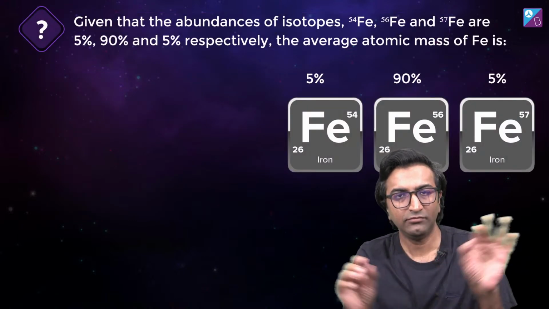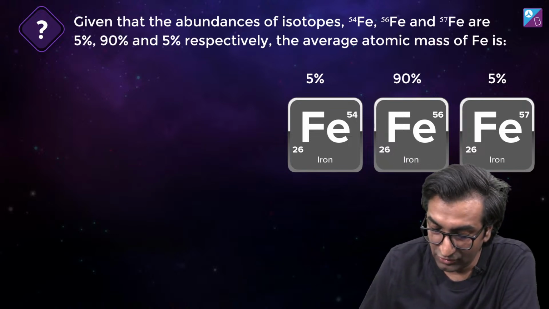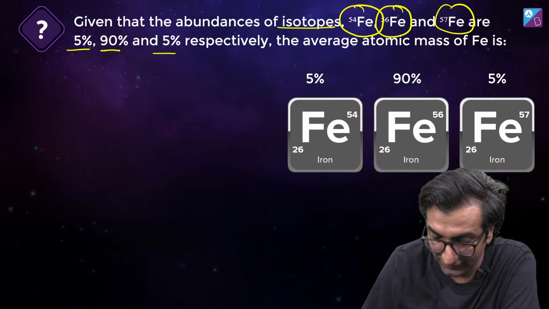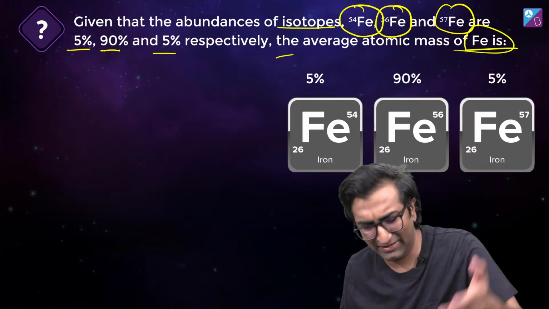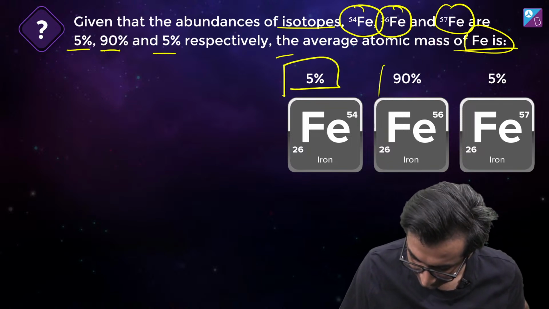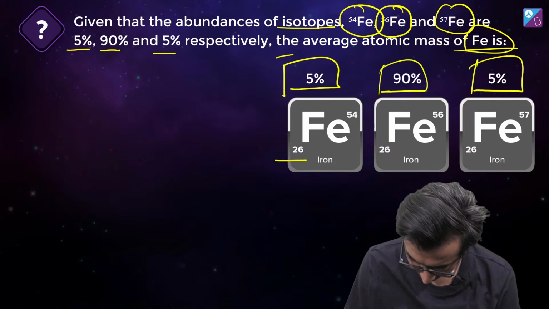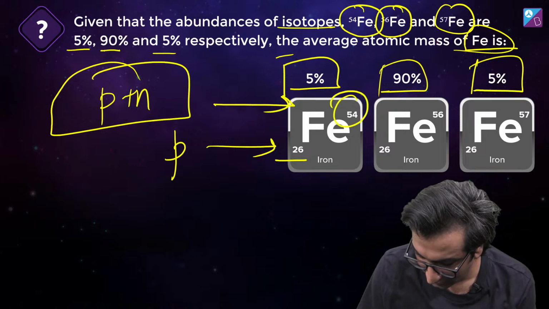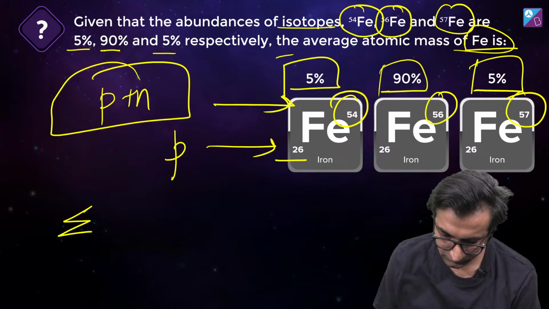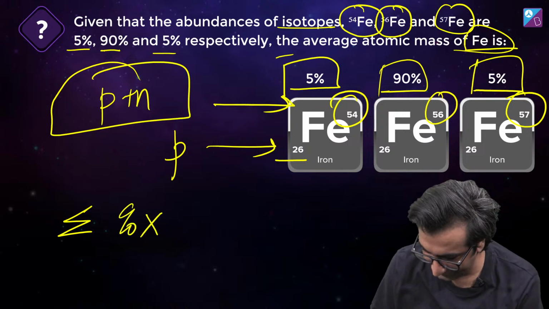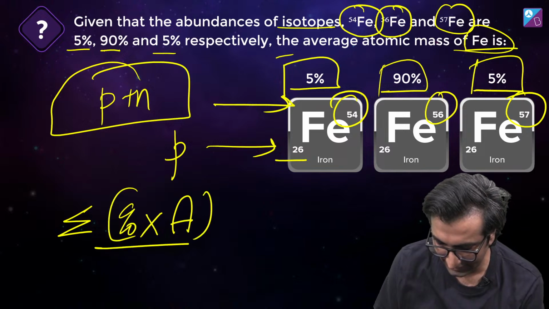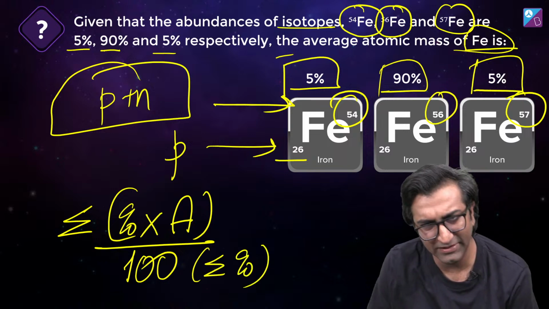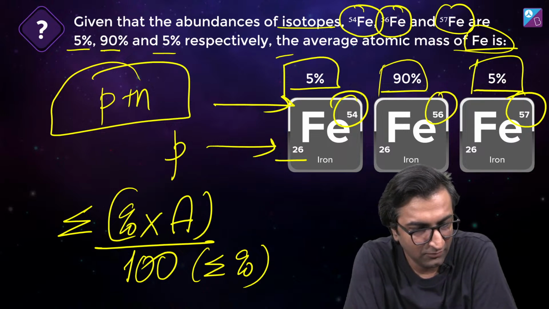Now here, come on, bring pen and paper. Abundance of isotopes 54Fe, 56Fe, 57Fe are 5%, 90% and 5% respectively. What is the average atomic mass of Fe? Very simple, you can do it easily. Look, 5%, 90%, 5%, of what? All of these are protons plus neutrons, which is what I have to focus on. 54, 56, 57. Summation of percentage into A, divided by 100. This is the summation of percentage, that's why we write percent, per 100, right? Do it and tell me, please.